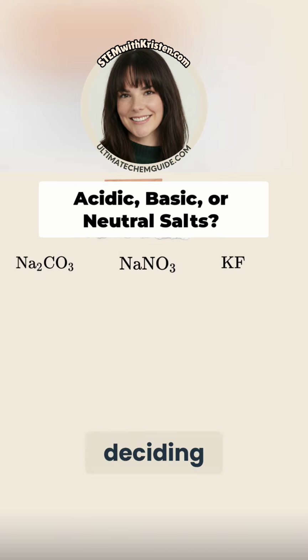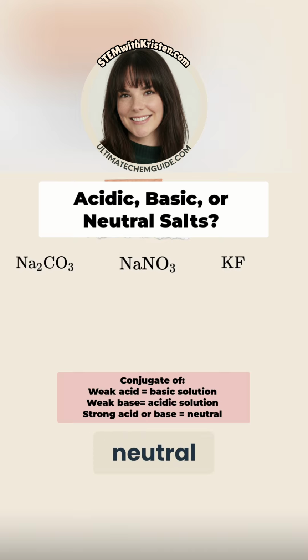Different salts and deciding whether they're acidic, basic, or neutral. We have Na and CO3. So that's going to dissociate into Na, and that is the conjugate of NaOH, which is a strong base. CO3 2 minus is the conjugate of H2CO3, or really you could look at HCO3, which is a weak acid.